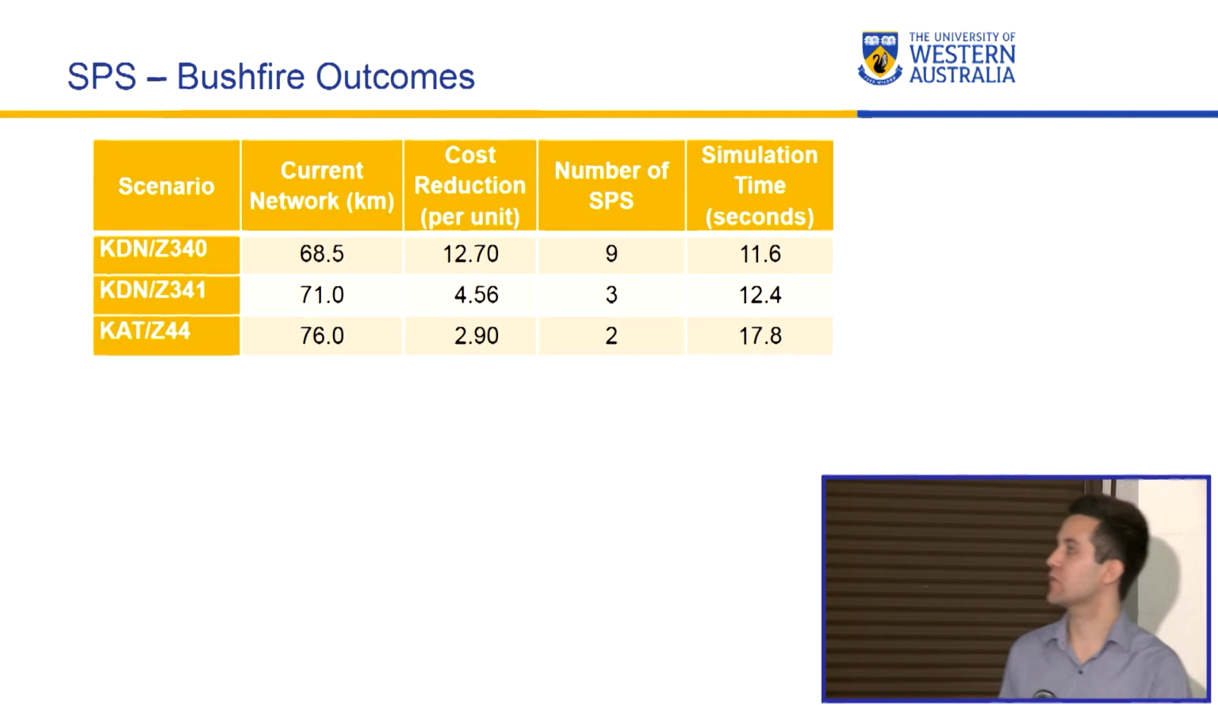However, in terms of the outcomes for these particular networks, just using this simple standalone power system approach, we found that yes, there were a number of standalone power system candidates, and that the cost reduction, and this is just in units, so you can consider this to be the cost of 1 kilometre of single phase line. So the reduction for each of these scenarios was 12.7, 4.56 and 2.9, which indicate 12.7 kilometres of a single phase line, for example.